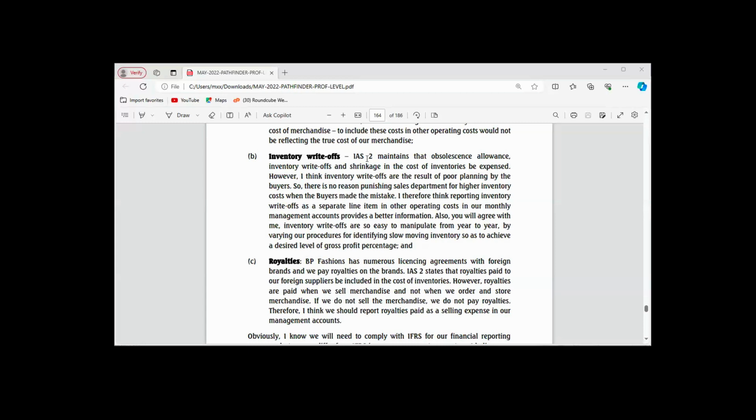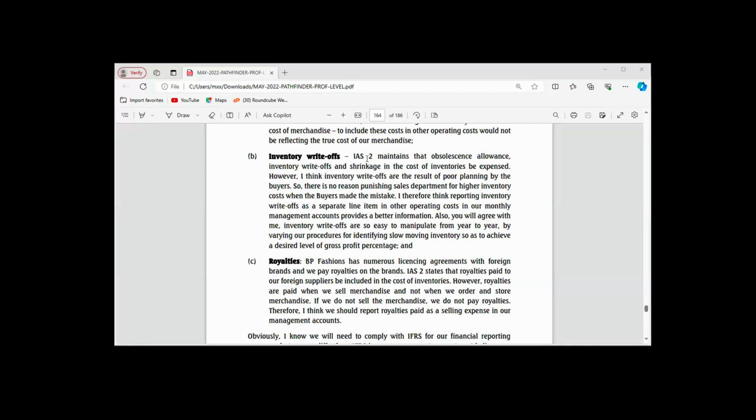But they are saying that inventory write-offs are the result of poor planning by the buyers. So there is no reason punishing the sales department for higher inventory costs when the buyers made the mistake. I therefore think reporting inventory write-off as a separate line item in other operating costs in our monthly management account provides a better information. That's the first point they are making, that the buyers are responsible for the inventory write-off.